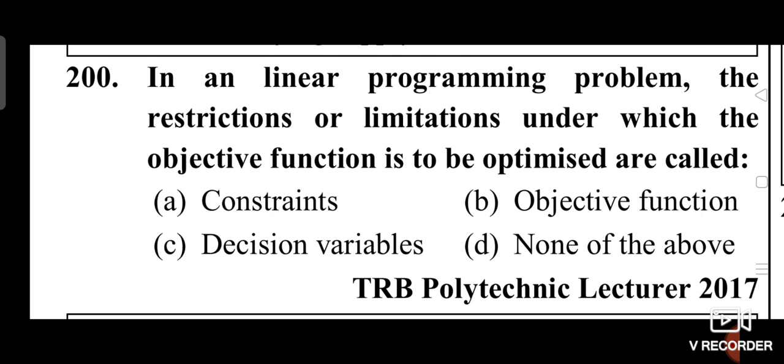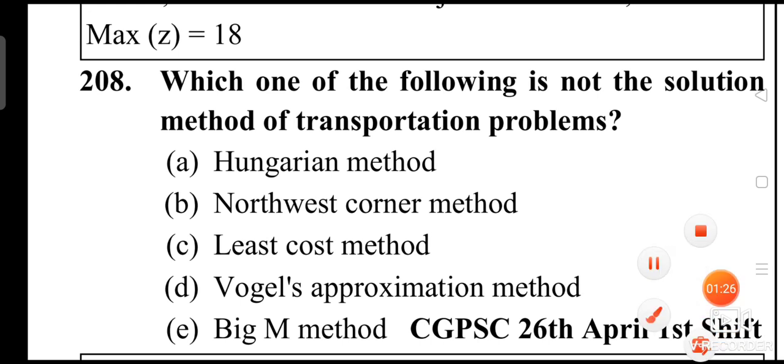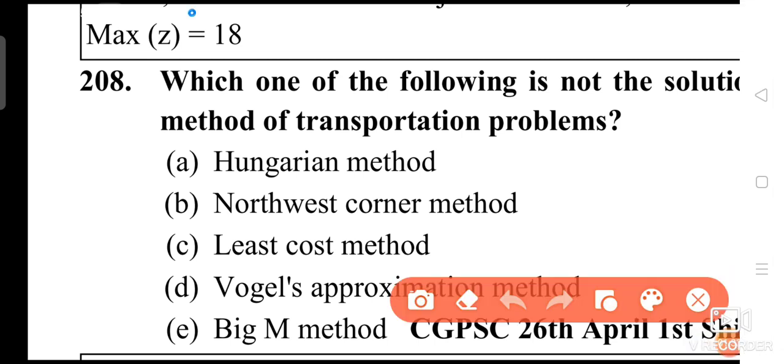Next, in a linear programming problem, the restrictions or limitations under which the objective function is to be optimized are called, that is, constraints. Next, which one of the following is not the solution method of transportation problem? Hungarian, yes. Hungarian is not a solution method of transportation problem.